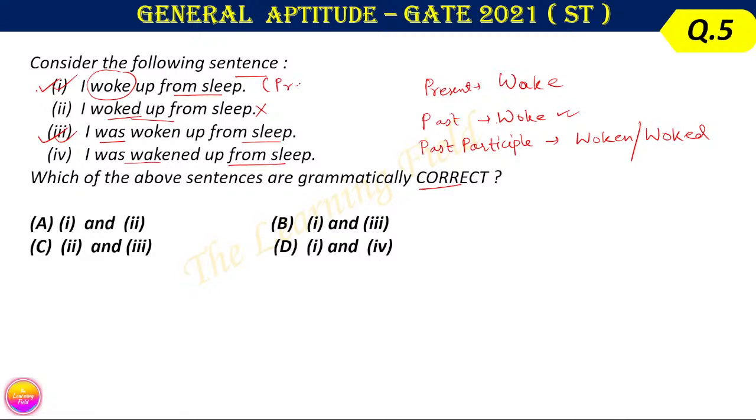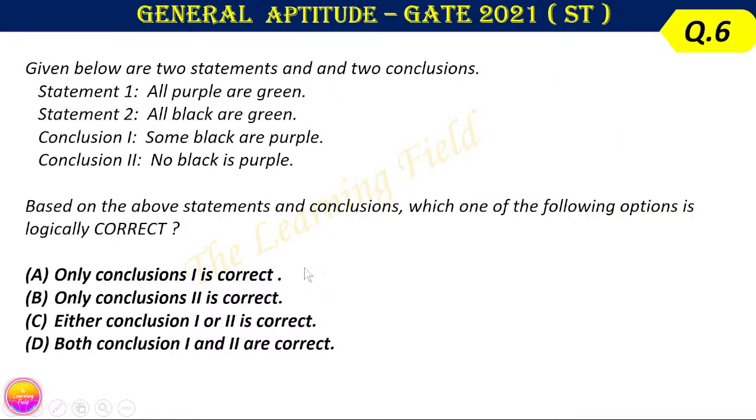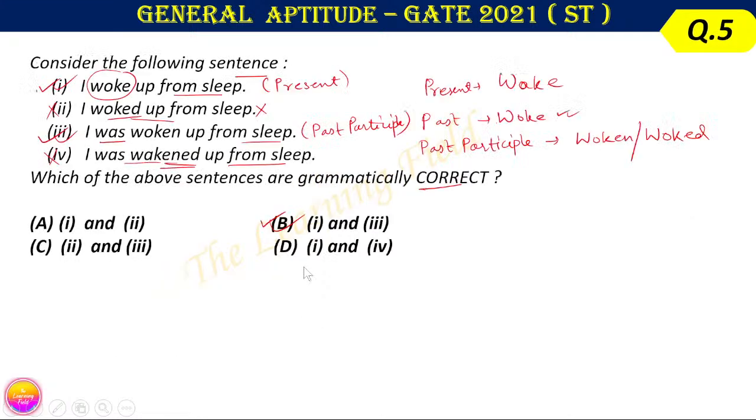Okay, so here it says I woken up from sleep, so this is not correct, because this is present tense and this is the past participle. I was woken, no, this is not the correct form of the third form or past participle form, so this is incorrect. Therefore 1 and 3 are the correct answer, option number B here. Okay, now going to the next question, question number 6, and these 5 questions are 1 mark questions.